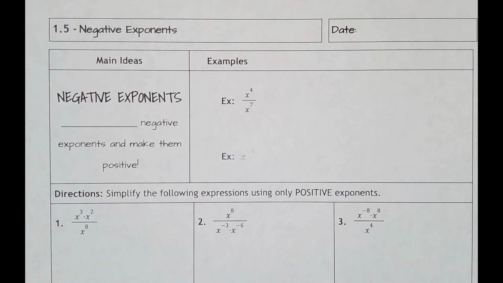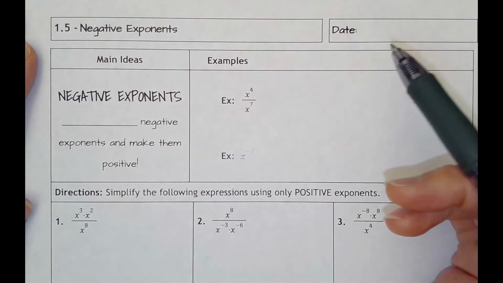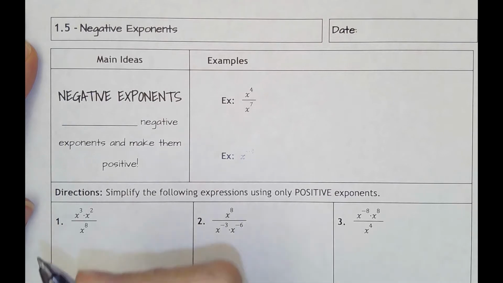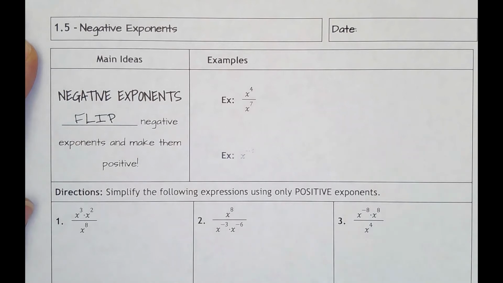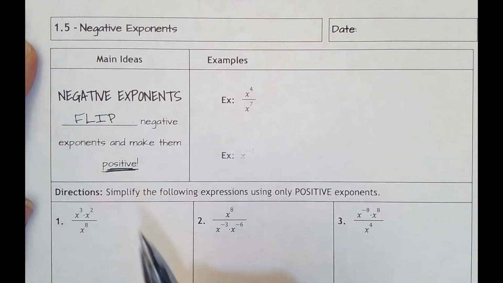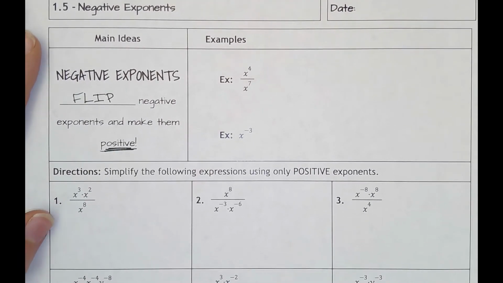All right, today is lesson 1.5. We're going to learn about negative exponents. You can put today's date on there. When you're dealing with negative exponents, what we're going to do is flip them, and then it makes them positive. This piece is very important, and I'm going to show you why, that really we just end up flipping them.